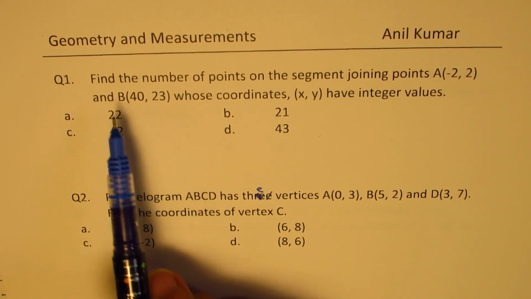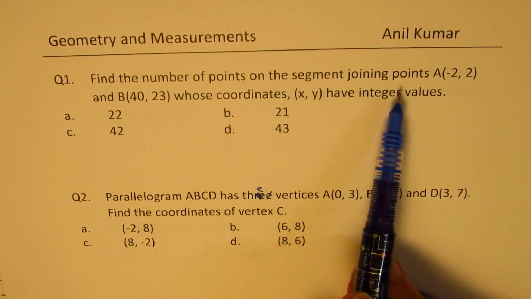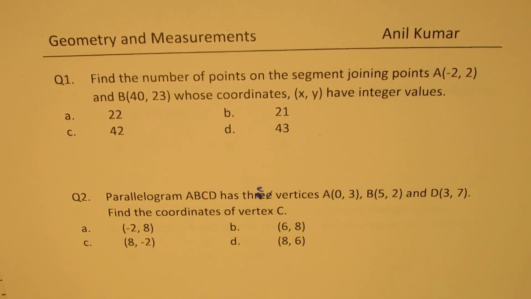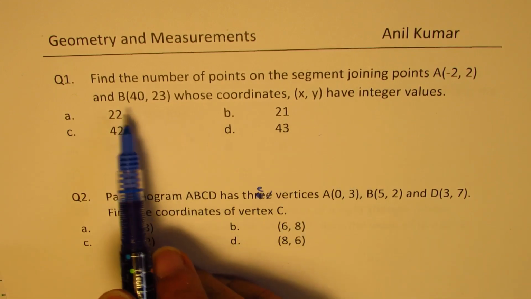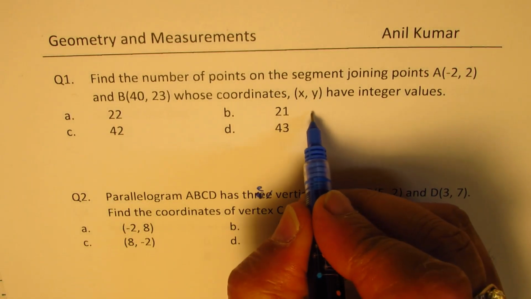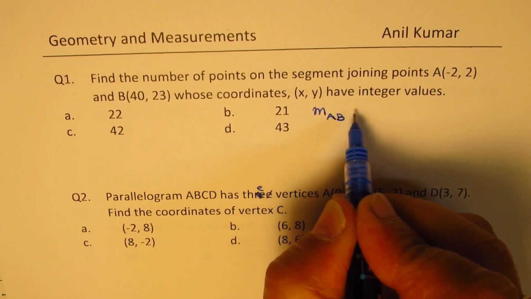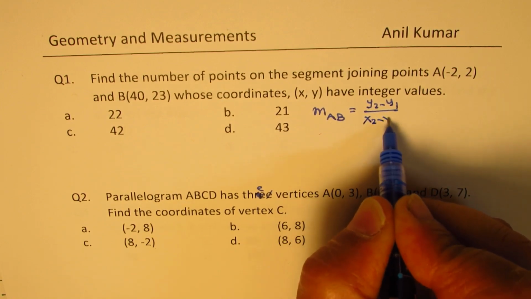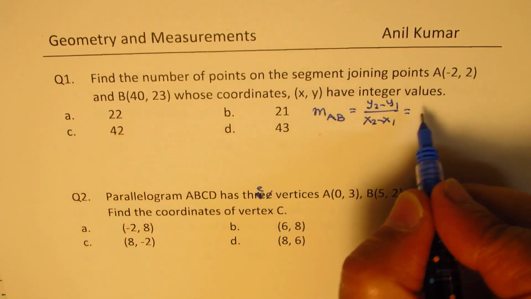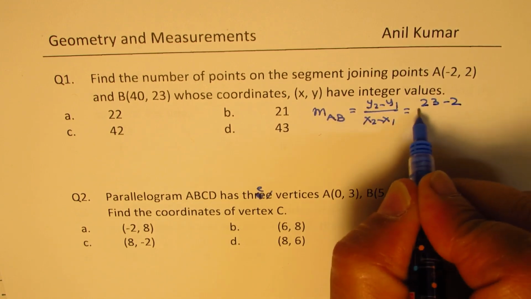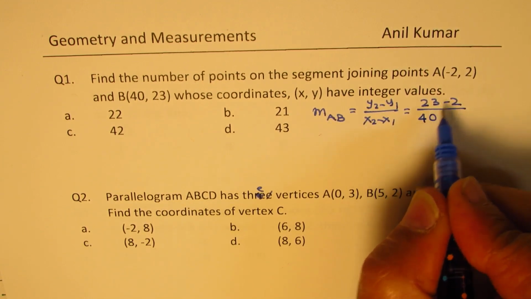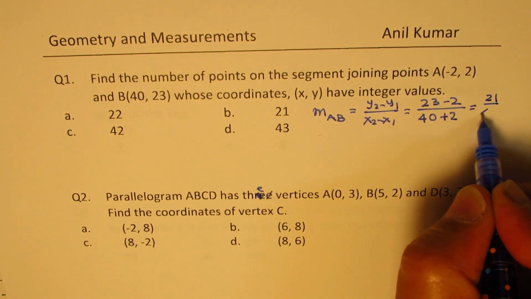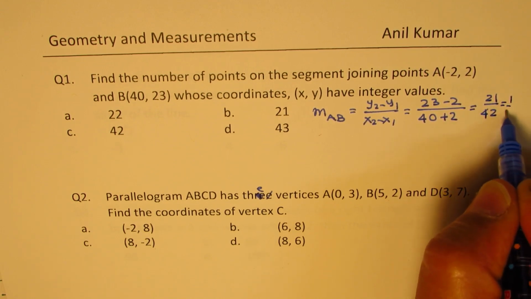Question number 1. Find the number of points on the segment joining points A and B whose coordinates x and y have integer values. So let us first find the equation of AB, right? So we'll begin with the slope of AB, which is y2 minus y1 over x2 minus x1. So we can say 23 minus 2 divided by 40 minus (-2), so that makes it plus 2. So we get 21 over 42, which is half.